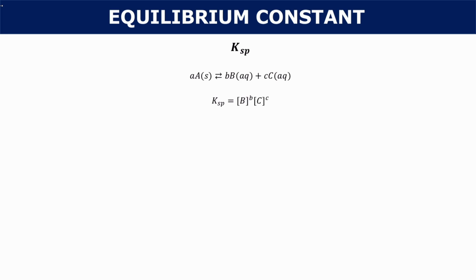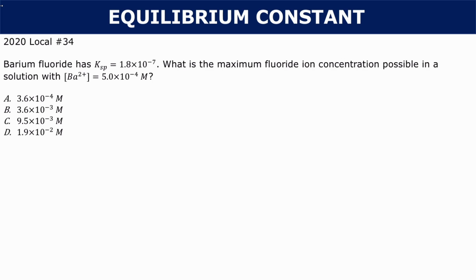So for a general form where A is a solid and it's in equilibrium with B and C, your Ksp is going to look like this. And remember, A is not in there because it's in the solid form, and solids are not included in our equilibrium constant. This form right here is going to represent how much of the solid is going to dissociate. And let's take a look at a problem using this.